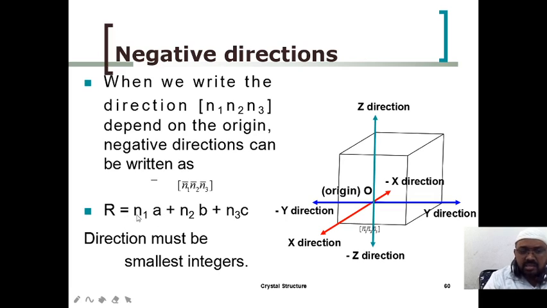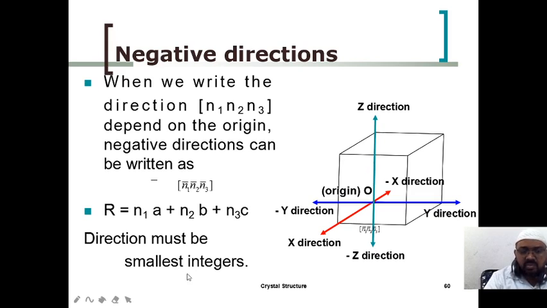Here r is nothing but the resultant vector. For that reason we have indicated this particular unit cell. So r is equal to n1a bar plus n2b bar plus n3c bar. Now this is the origin, and this is the x direction, and this is the negative x direction. This is the y direction, and this is the negative y direction. And here you will find the positive and the negative z direction.